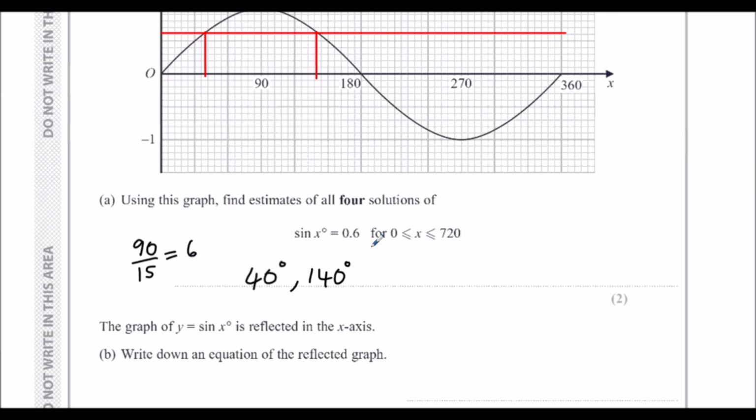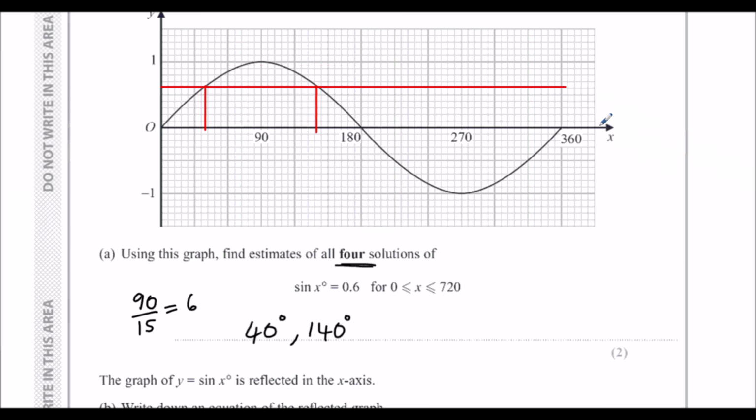And we want 2 more answers, or 4 solutions. And this graph just repeats every 360 degrees. So we're going to get the exact same graph for the next 360 degrees as well. So if we just add 360 onto these answers, so 40 plus 360 is 400. 140 plus 360 is 500. So there are our answers.